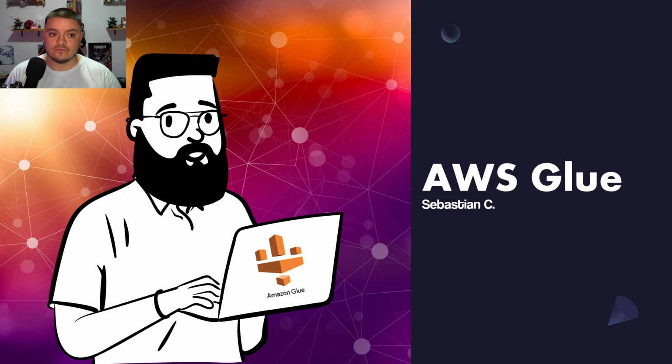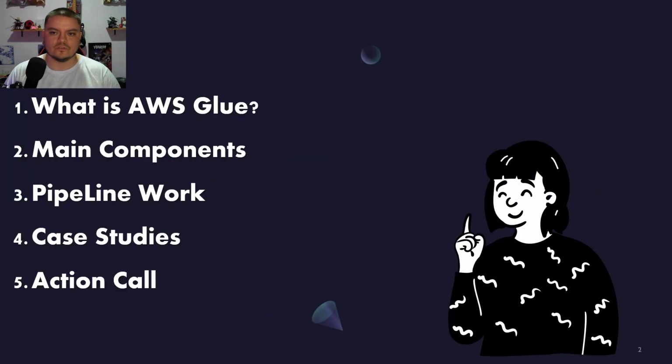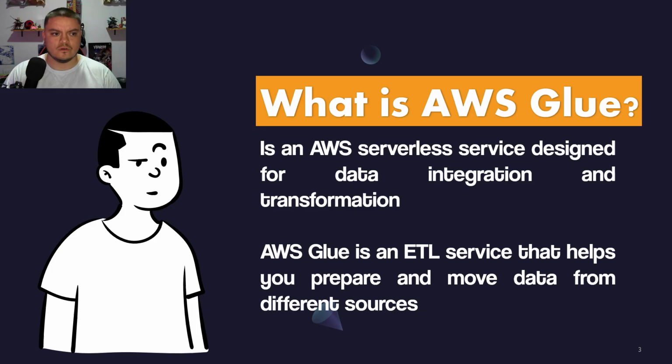This was designed for data integration and transformation. So let's get started. First, we're gonna talk about what is AWS Glue. We're also gonna talk about main components, how the pipeline works, use cases, and also we have a call to action. So let's jump in. First, what is AWS Glue?